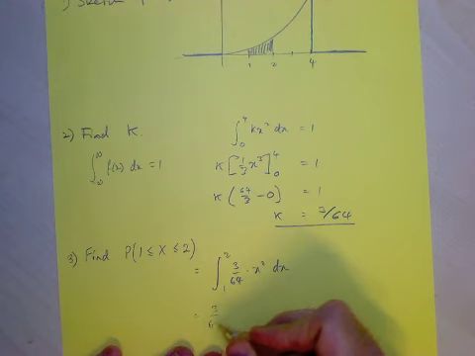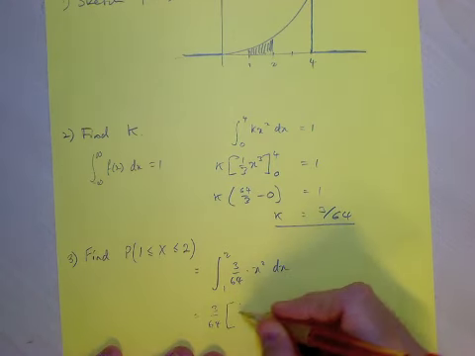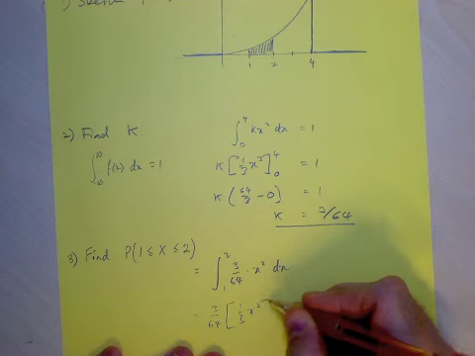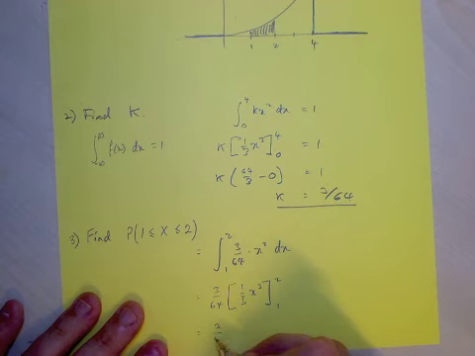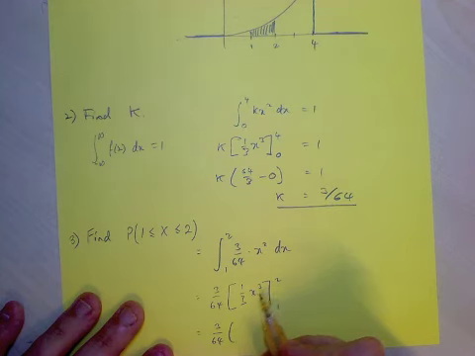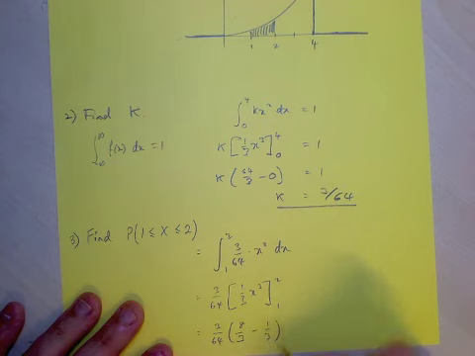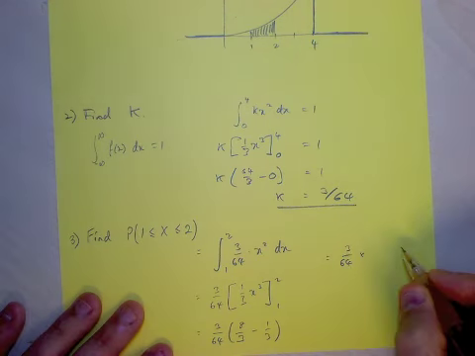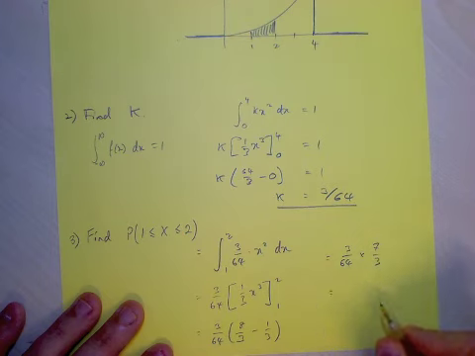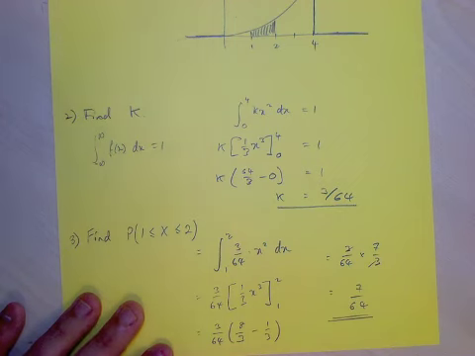Let's pull out the 3 over 64 again, keep it out of the way, integrate the x squared, a third x cubed, between 2 and 1. So this gives me 3 over 64 into x cubed, substitute 2 in, that's 8, 8 thirds, minus substitute the 1 in, 1 third. So I've got 7 thirds. So let's come up here, 3 over 64 times 7 thirds. So the probability, the 3's go, is 7 over 64.